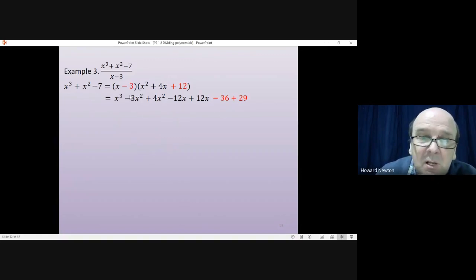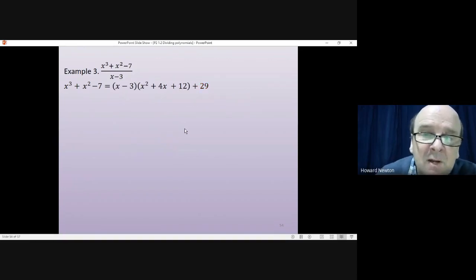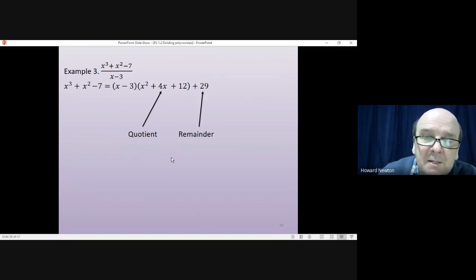Now, in this question, x minus 3 doesn't go perfectly into the top. It goes that many times. The plus 29 that we get at the very end there, that is the remainder. So x minus 3 goes into it x squared plus 4x plus 12 times, with a remainder of 29. And that's how you'd write down the answer. Just to quickly remind you, that's called the quotient. The 29 is called the remainder.